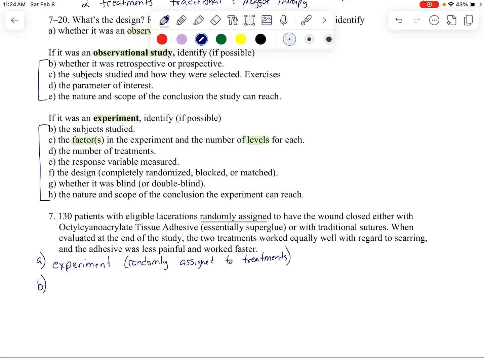Sorry, I'm getting ahead of myself. Again, I did this in my notes too. B is the subject studied. All right, so actually I'm after my subject first. Okay, so those are the individuals receiving the treatment. Okay, my subjects, which would be 100 men with lacerations.